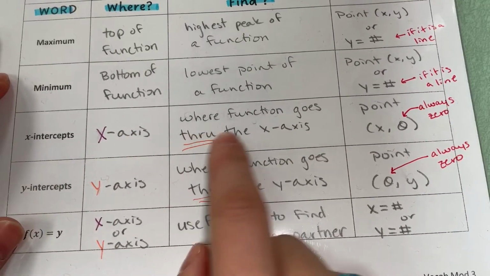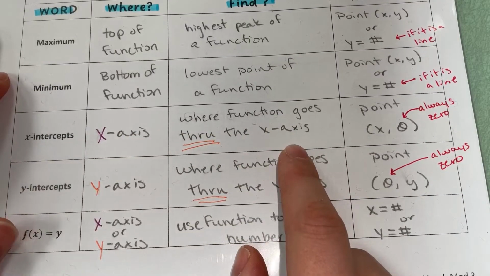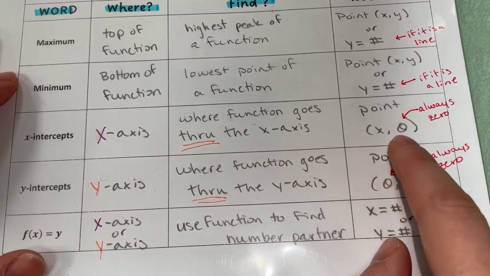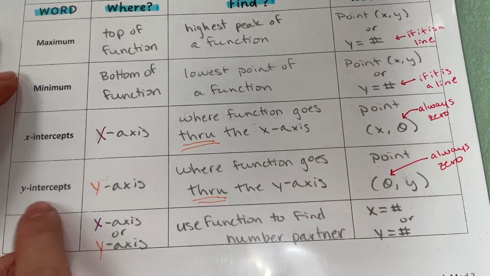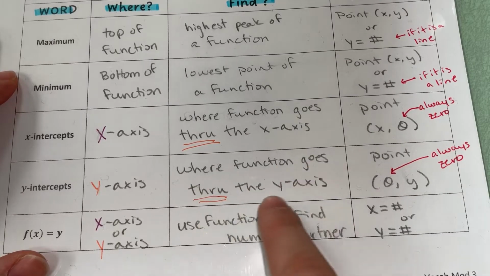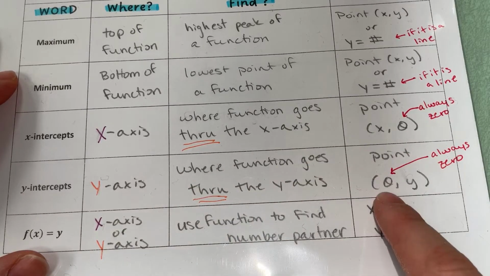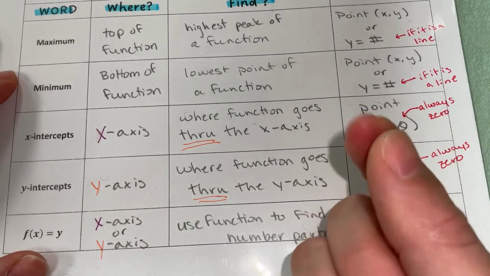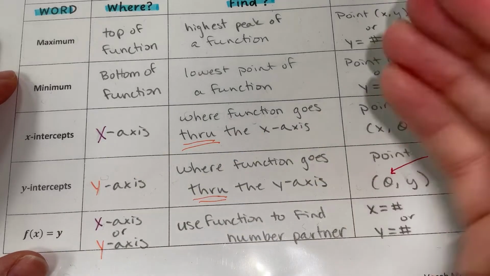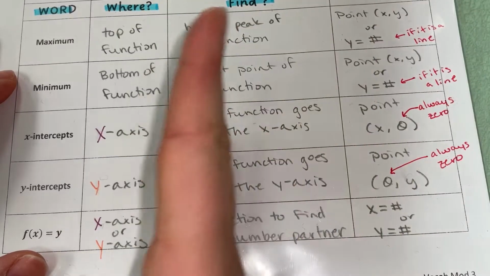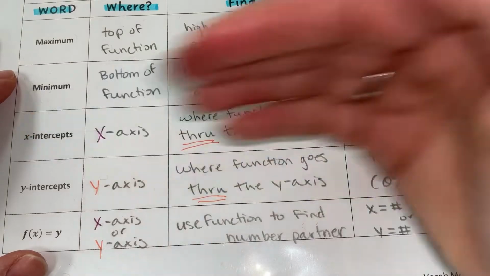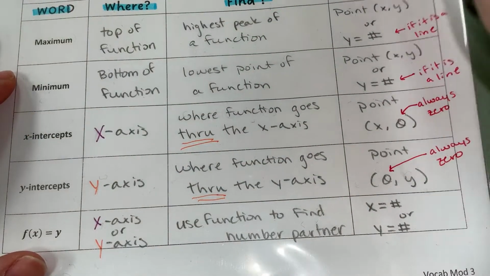X-intercepts is where the graph passes through the x-axis. We write it as x comma 0, always a 0. Y-intercepts are where the function goes through the y-axis, and it's a point 0 comma y. So we're looking at what number our function passes through the x and the y-intercepts, okay? So let's hop to it.